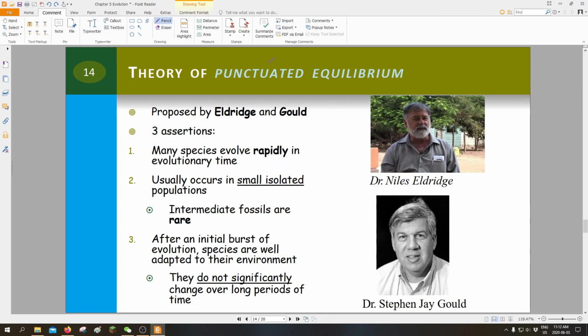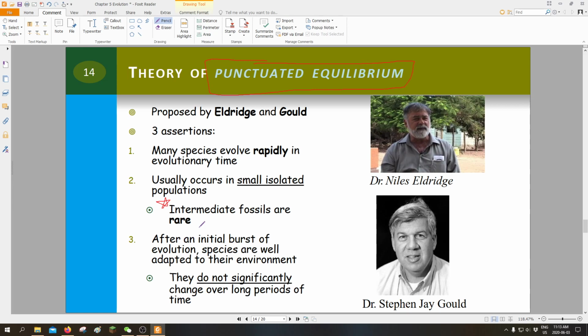All right. So this is where the theory of punctuated equilibrium comes in. So punctuated, as you can sort of tell by the way I'm saying the word, suddenly just happens, okay? So this is proposed by two different scientists at Harvard University. They said three things. Number one, many species actually evolve rapidly, very quickly in evolutionary time, not over a long period of time. It usually occurs in small isolated populations where intermediate fossils are rare. If intermediate fossils are rare, that means evolution happened very quickly, not very slowly. That's what I meant to say.